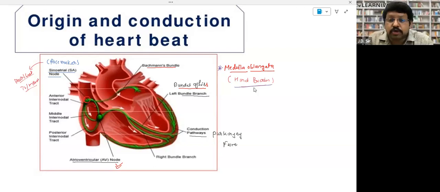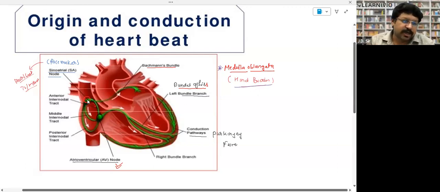When this SA node stops working, the person may die. So if it stops working, what do doctors do? They put a battery inside, and that battery is called a pacemaker. The pacemaker maintains the pace. So the charge is generated from here.